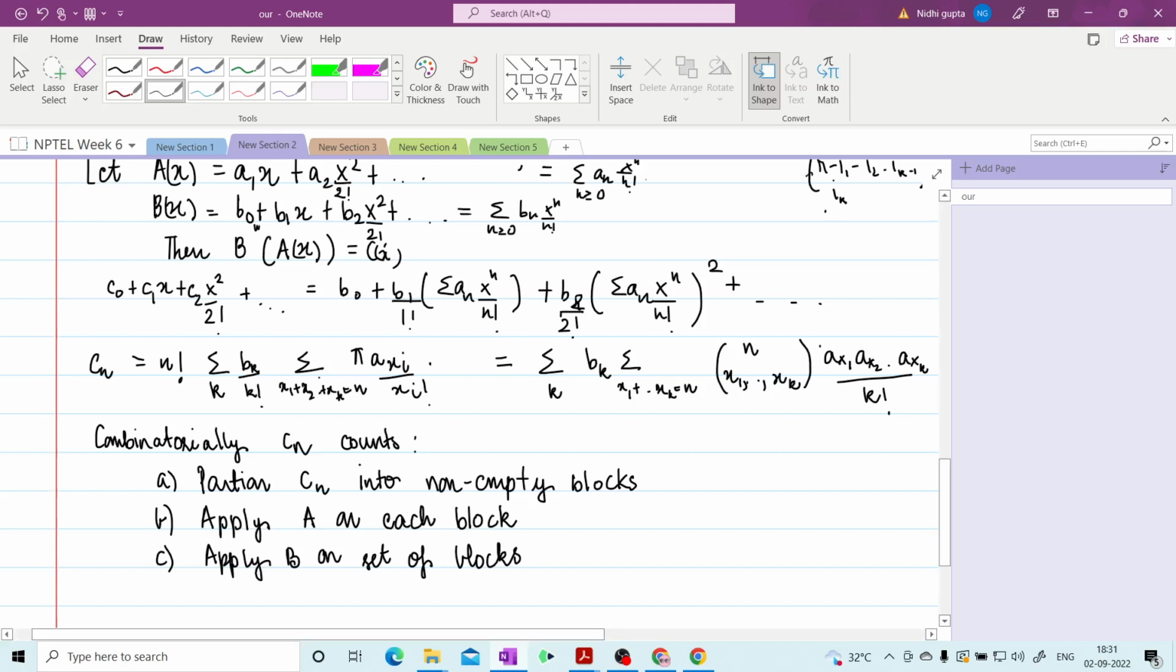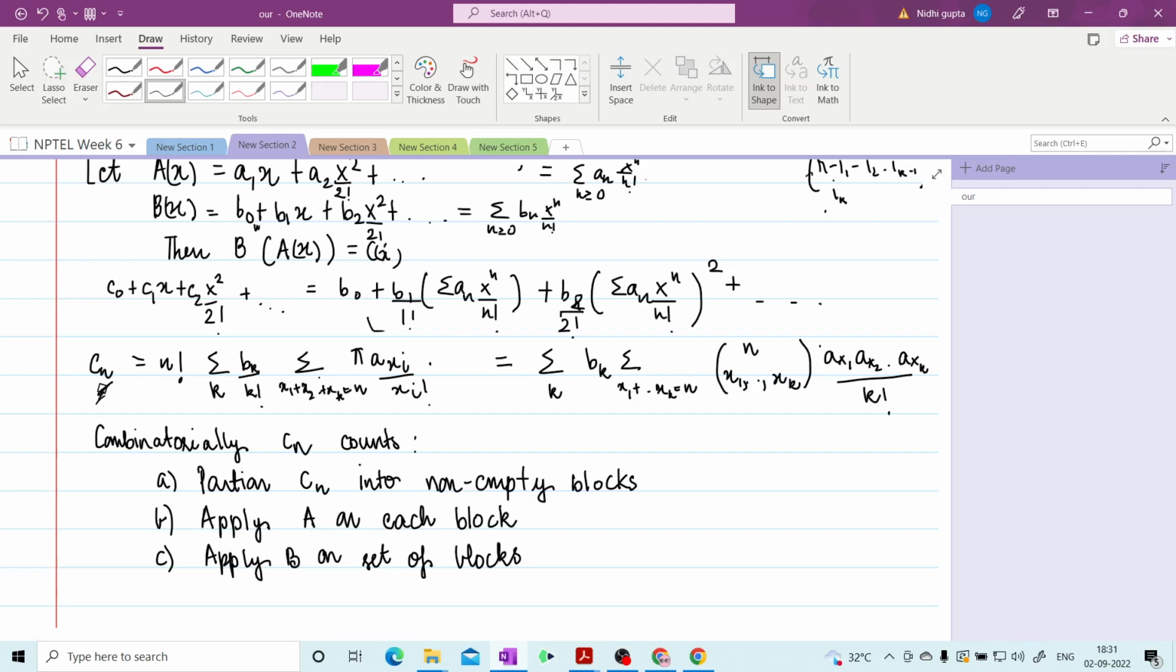Now, bx is recording the sequences bn corresponding to structure b. And now once we compose bax, we see that this composition algebraically looks like this. Now we want to see algebraically, first of all, what is this coefficient cn in terms of the ais and bis. So what will be cn?